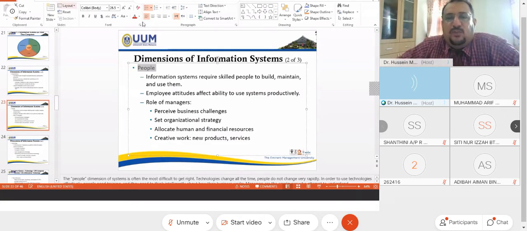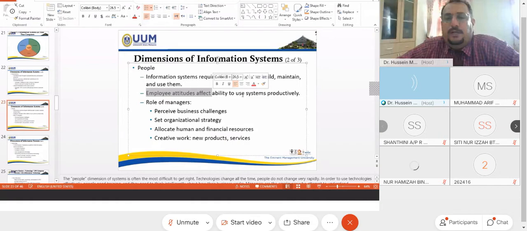You have your skills to open and to read things related to you. This means you can, and you have the skills to, manage your affairs. So a system requires skilled people to build, run, and use it. Employee attitude affects the ability to use the system and productivity. Yes, employee attitude affects ability to use the system and productivity. You as a manager, say, because a manager is one of the people.